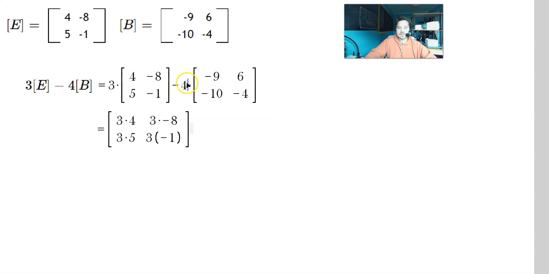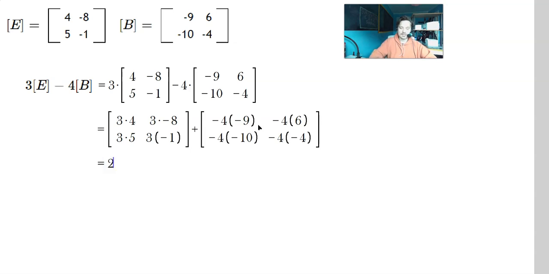With the second one, you have a choice. You can either distribute a +4 or a -4. If you distribute the -4, make sure you put a plus now between the matrices because the negative is going with the number. So this becomes a plus between the matrices. And it's going to be -4 times -9, and then -4 times 6, and then at the end -4 times -10, and then -4 times -4 at the next stage. And then you pop down the line and you continue with this process.